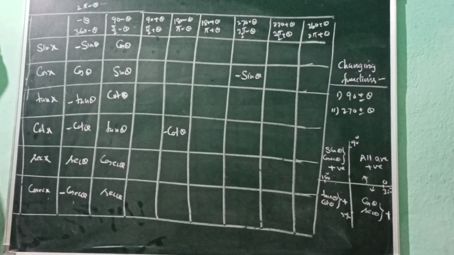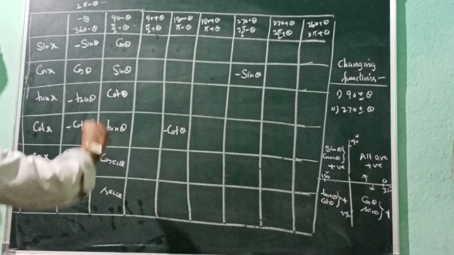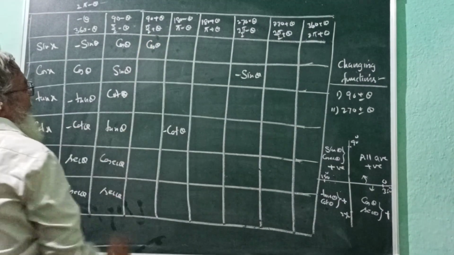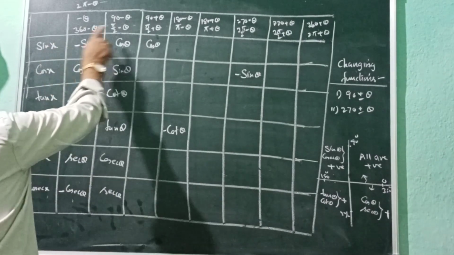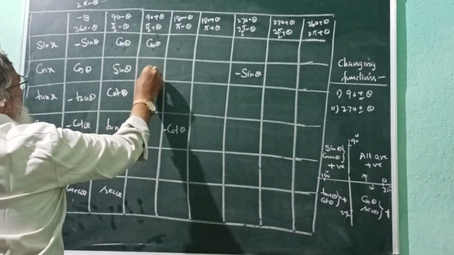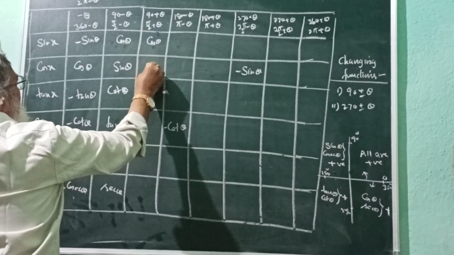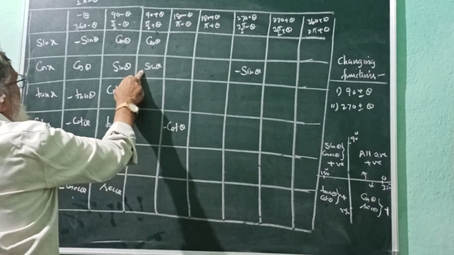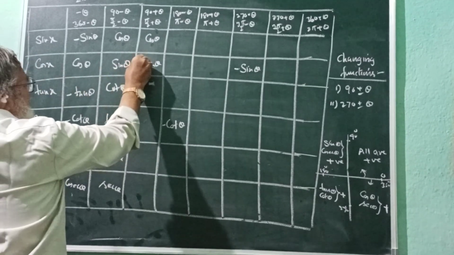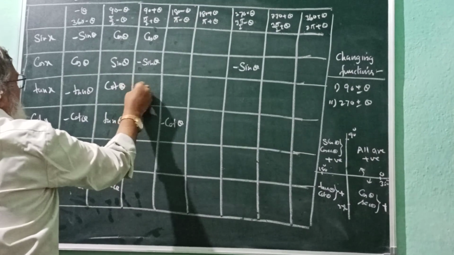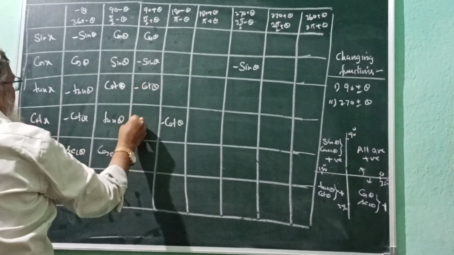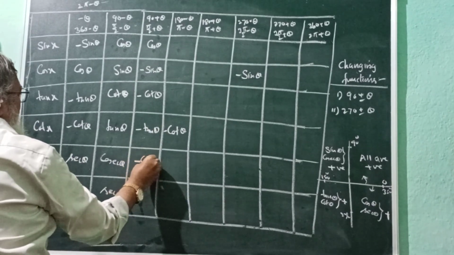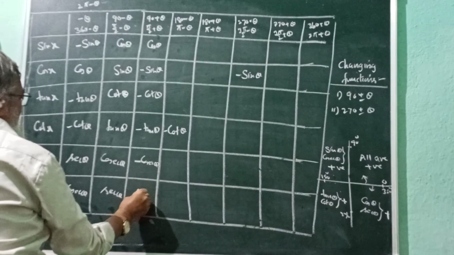Now 90 plus theta. 90 plus theta is a changing angle. Sine will become cos, and 90 plus theta is the second quadrant. In the second quadrant, sine is positive. Let it be positive only. Cos will become sine, and here, which quadrant is it? It is the second quadrant. In the second quadrant, cos is negative. Similarly, it is minus cot theta. It is minus tan theta. It is minus cosec theta, and it is sec theta.